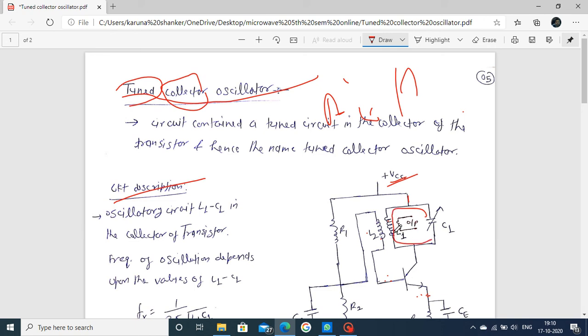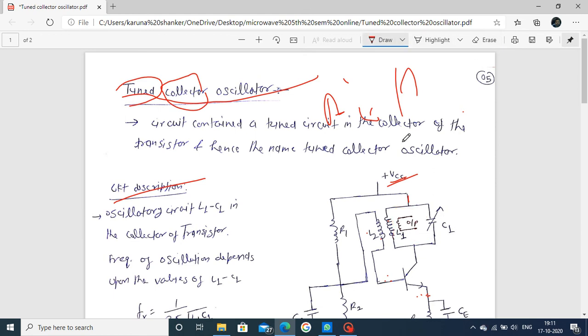Whatever charge is present across L1 is again discharged through C1. Means C1, your capacitor, is charging, and the discharging path is through your L1. Now we can also explain this in another way.